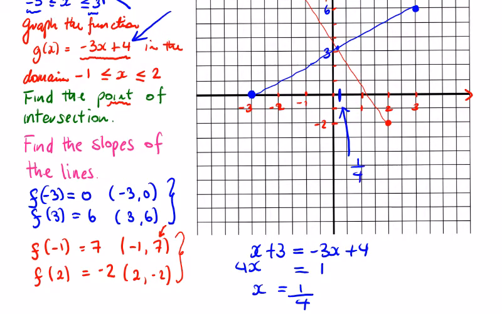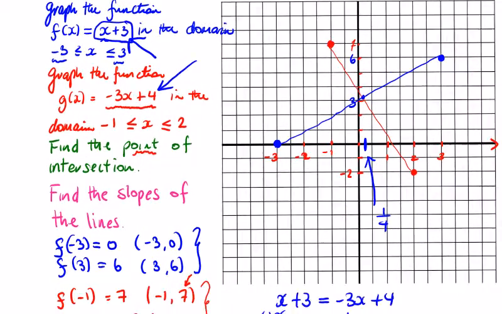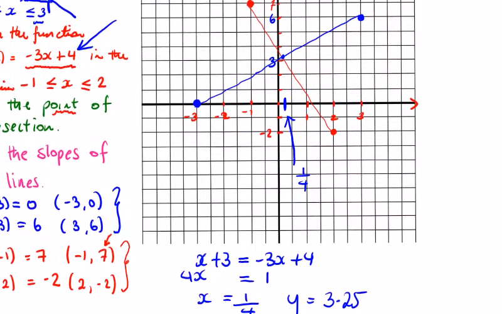And if x is 1 over 4, the first function we just add to 3. Y is going to be 3 and 1 over 4, or 3.25 if you want to decimalize them. So my point 0.25, 3.25 is my point of intersection here, which you can see corresponds to the diagram that hopefully you've drawn very accurately.